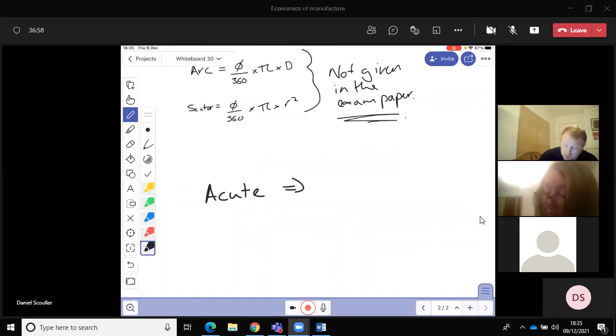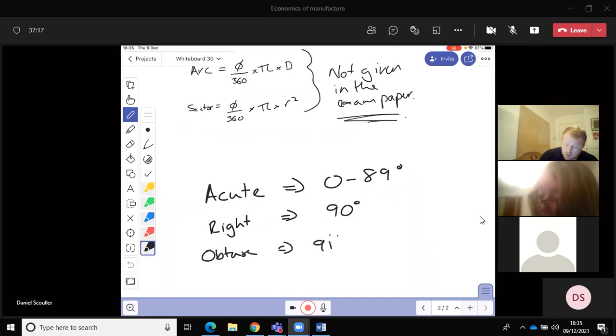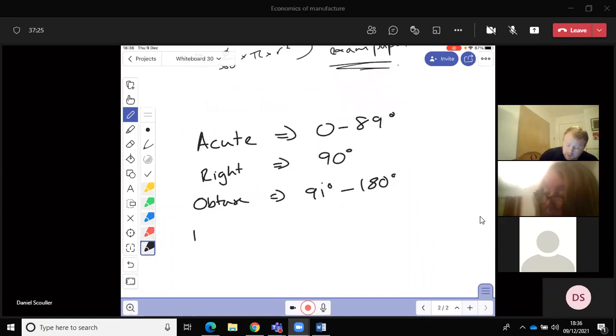That's just an angle from 0 to 89 degrees. A right angle is just 90 degrees. An obtuse angle is 91 to 180, and a reflex angle is 180 to 360.